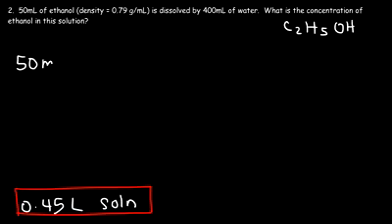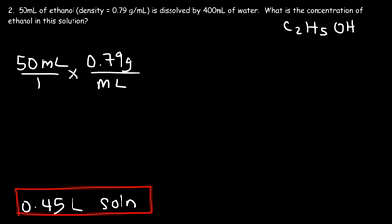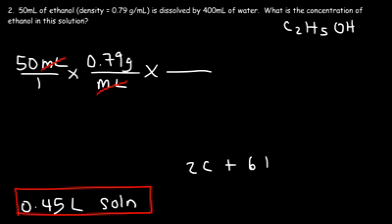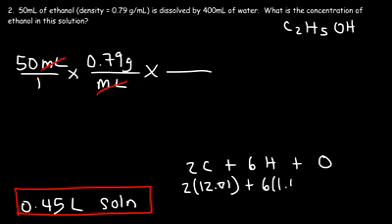We have 50 milliliters of ethanol, and the density of ethanol is 0.79 grams per milliliter. So now we have the mass of ethanol in grams. So now we can convert that to moles, but we got to find the molar mass. So ethanol contains 2 carbon atoms, 6 hydrogen atoms, and 1 oxygen atom in a single molecule. So this is 2 times 12.01 plus 6 times 1.008 plus 16.